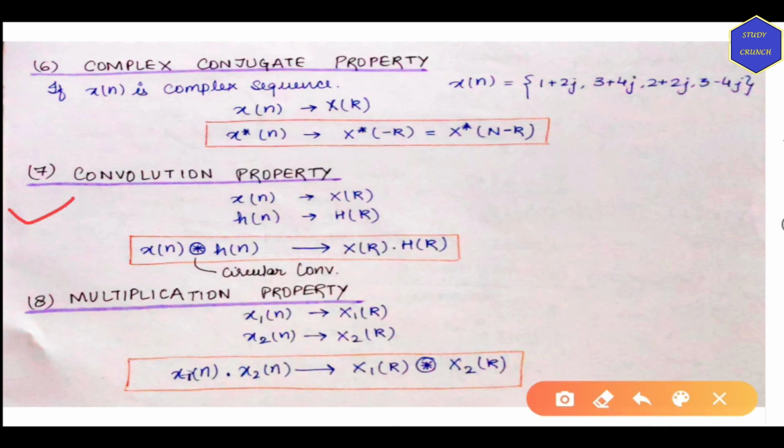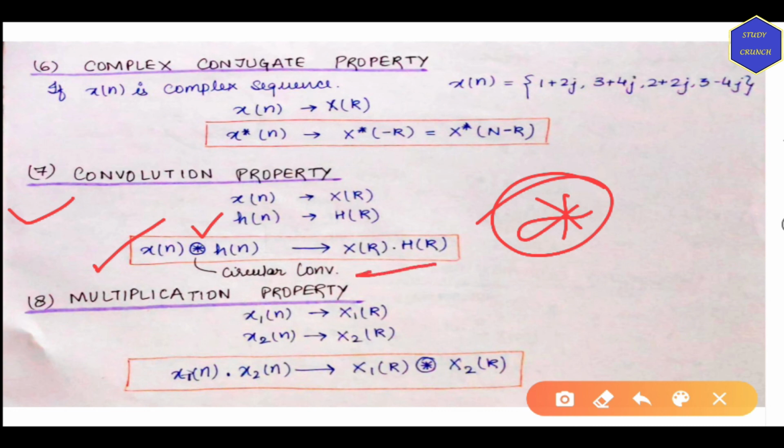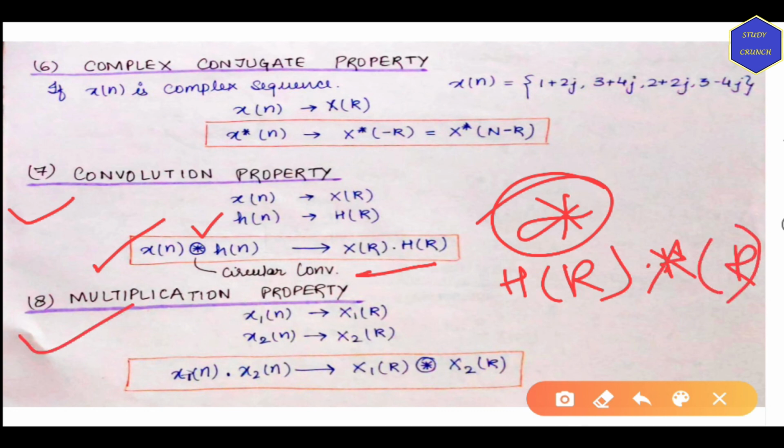Then we have the convolution property. If we have signals x(n) and h(n) and we circle, this is the sign of circular convolution. It will give us H(k) times X(k). Multiplication property: if we multiply these two signals, we can get the convolution of the same.